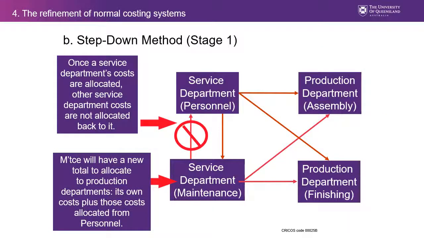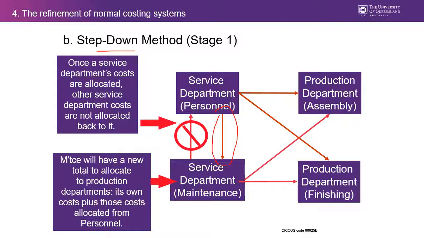So we've done the direct method where we ignore both what the service department does, personnel for maintenance, and what maintenance does for personnel. The second method, which is a little more accurate, is the step-down method. So what we do is once a service department's costs are allocated, the other service department is not allowed to allocate back to it. So we recognise the services one service department provides to another, but not back. And that's why it's called step down.